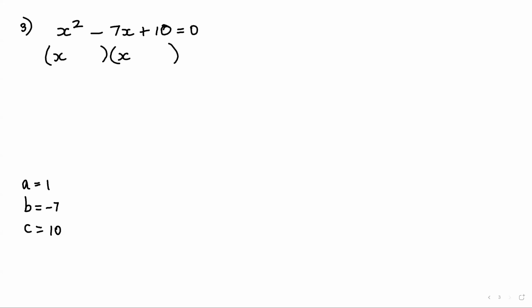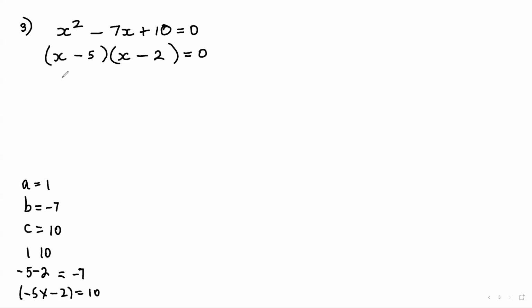Right, Zafi. So what are the factors of 10? 1 and 10, 5 and 2. Which of those two pairs could give me 7? 5 and 2, but it has to be -7, right? So both of them would have to be negative, because -5 take away 2 will give you -7, and then -5 times -2 will give you +10. Cool? So in the brackets here, you'll have -5 and -2. Is that okay? Good.